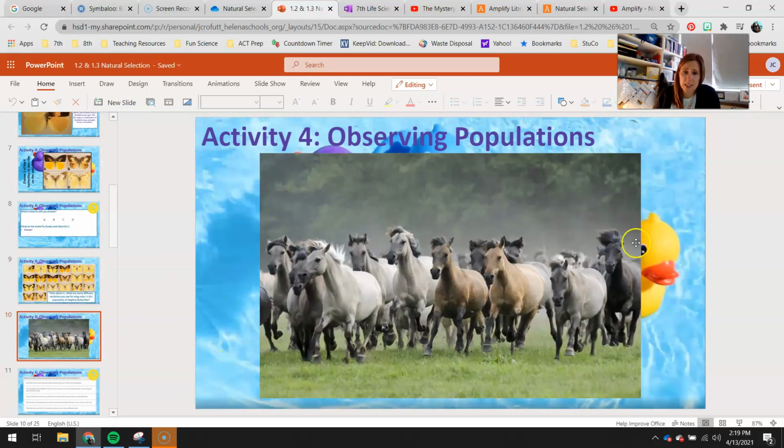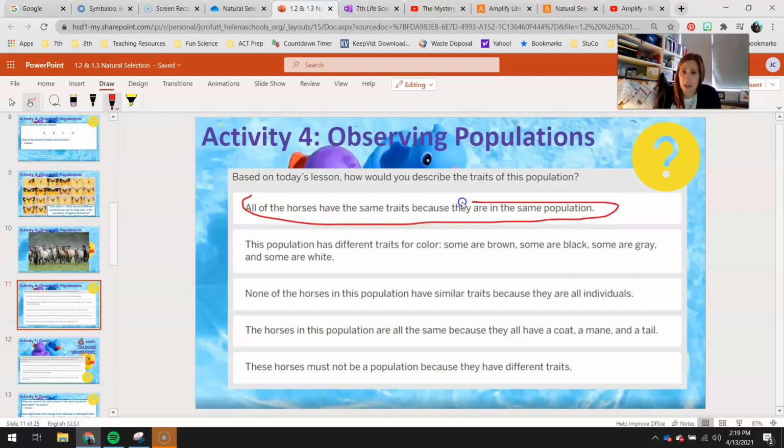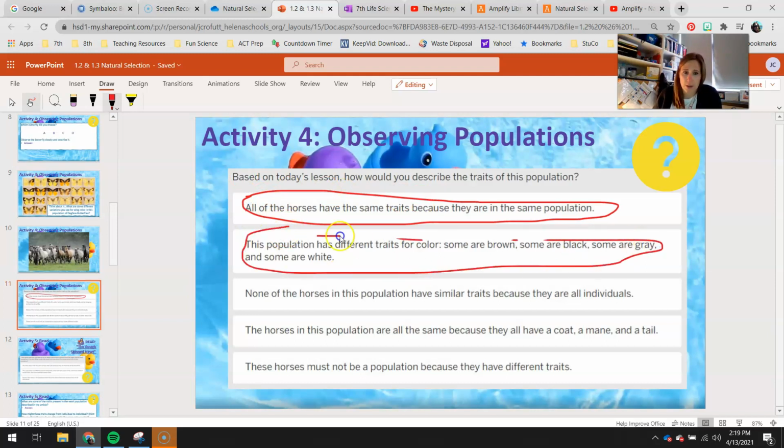Okay, observing populations again. You guys can see this herd of wild horses. So answer this question using your draw tool. Based on today's lesson, how would you describe the traits of this population? So you guys will use the draw tool to circle one of these. You're either going to circle all of the horses have the same traits because they are the same population. This population has different traits for color. Some are brown, some are black, some are gray, and some are white. So if you agree with that, circle that.